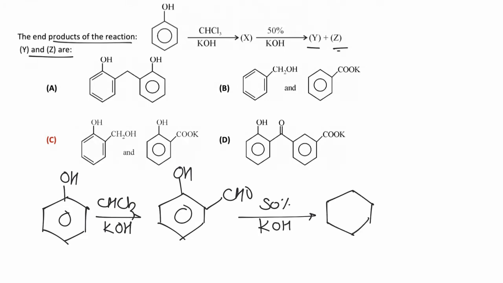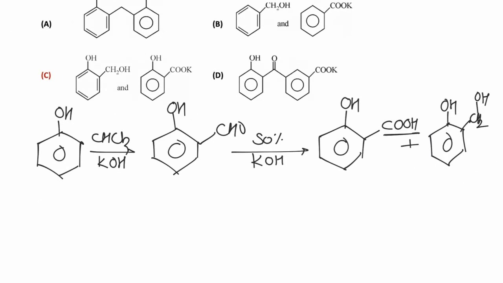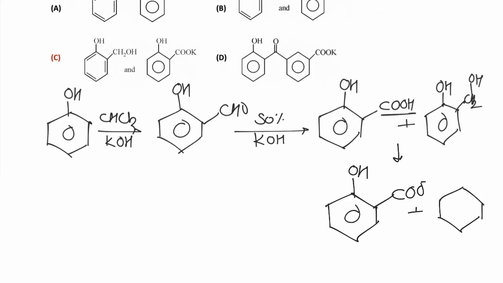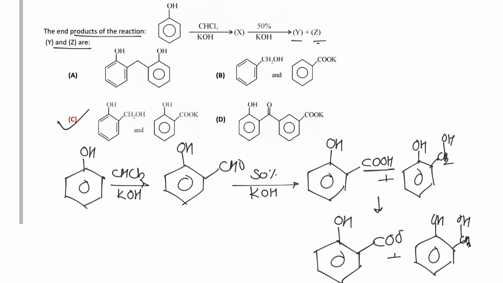Cannizzaro reaction takes place and one of the aldehydes will be converted into acid and one will be converted into alcohol. So OH is formed as a product. Now since medium is basic and in basic medium this acid will be converted to its salt, so final products are salt of acid and one molecule of alcohol, and hence correct answer is C.